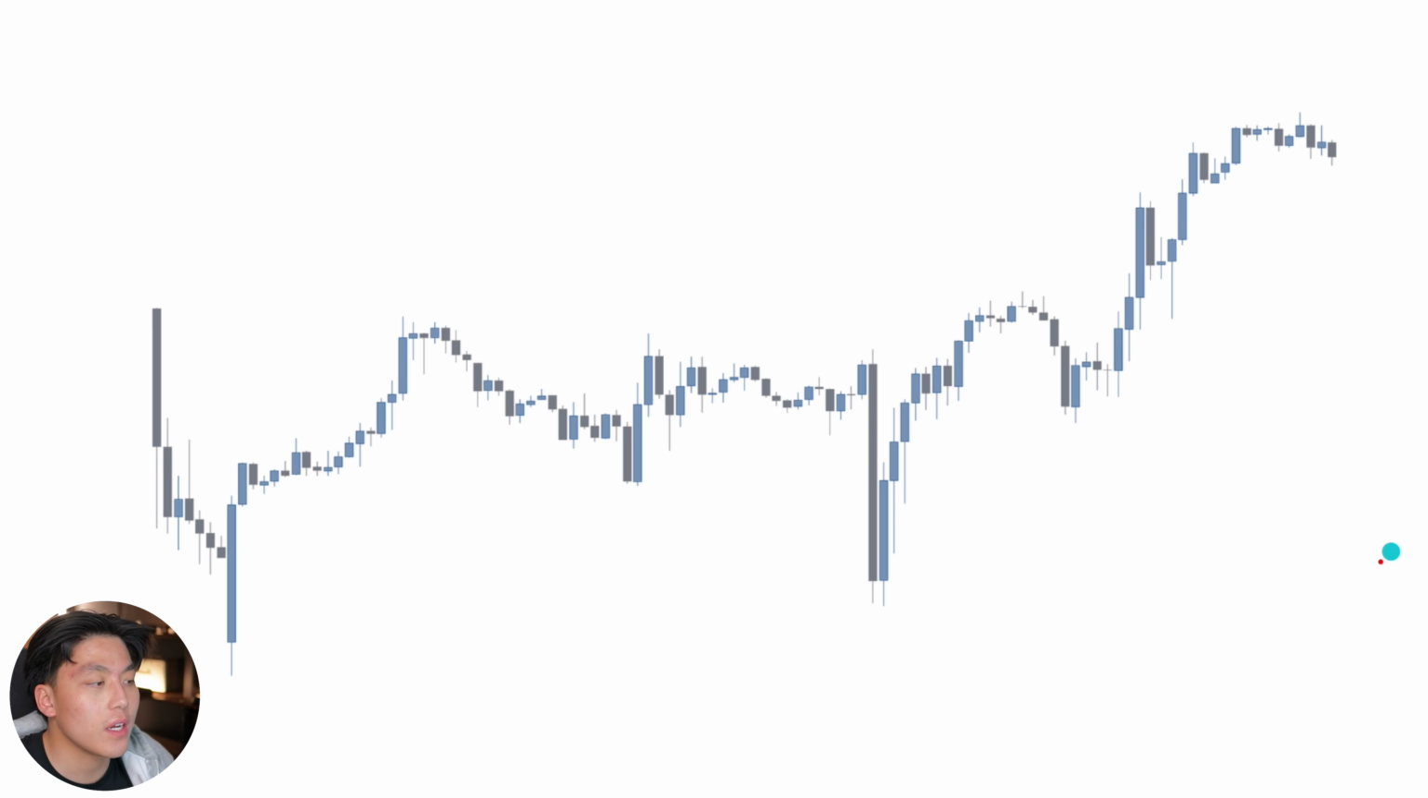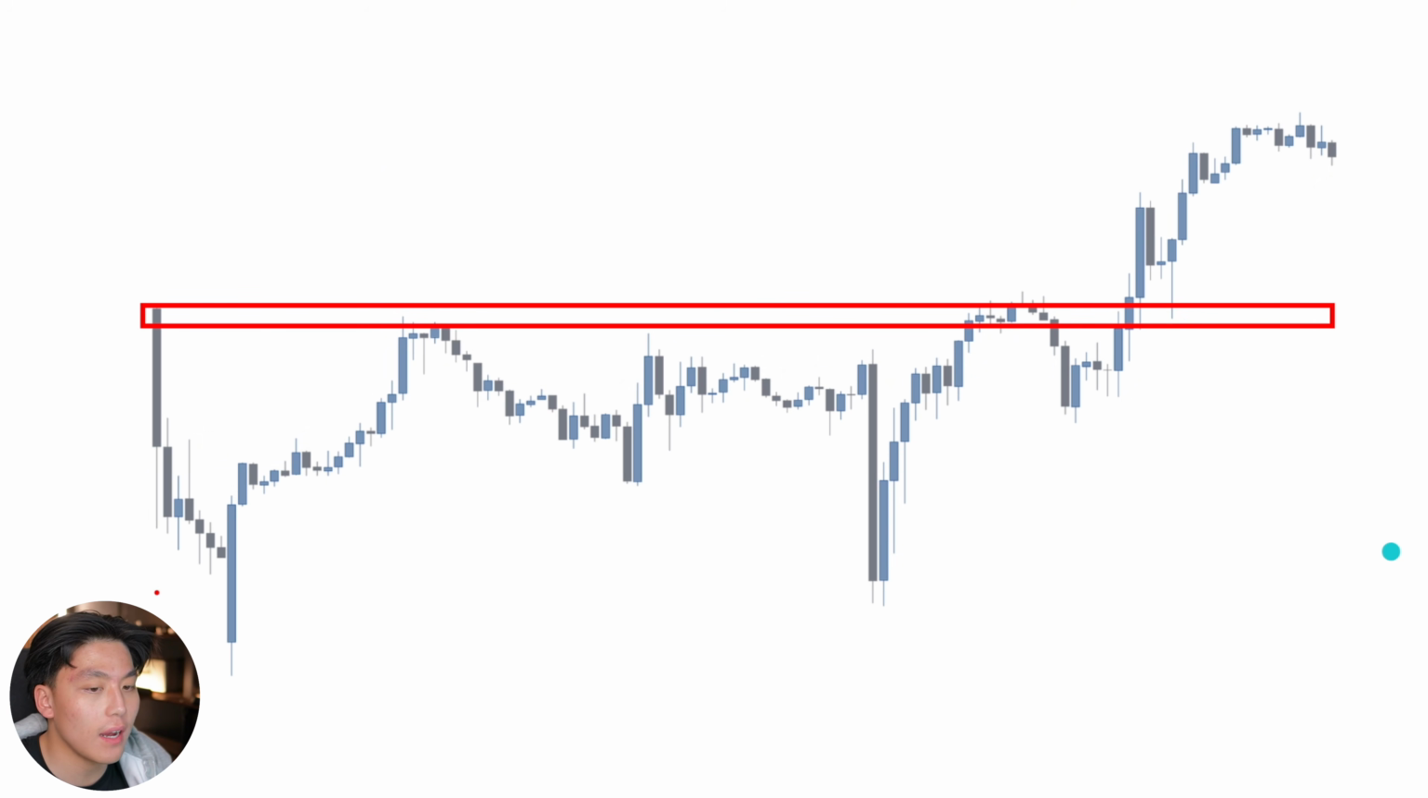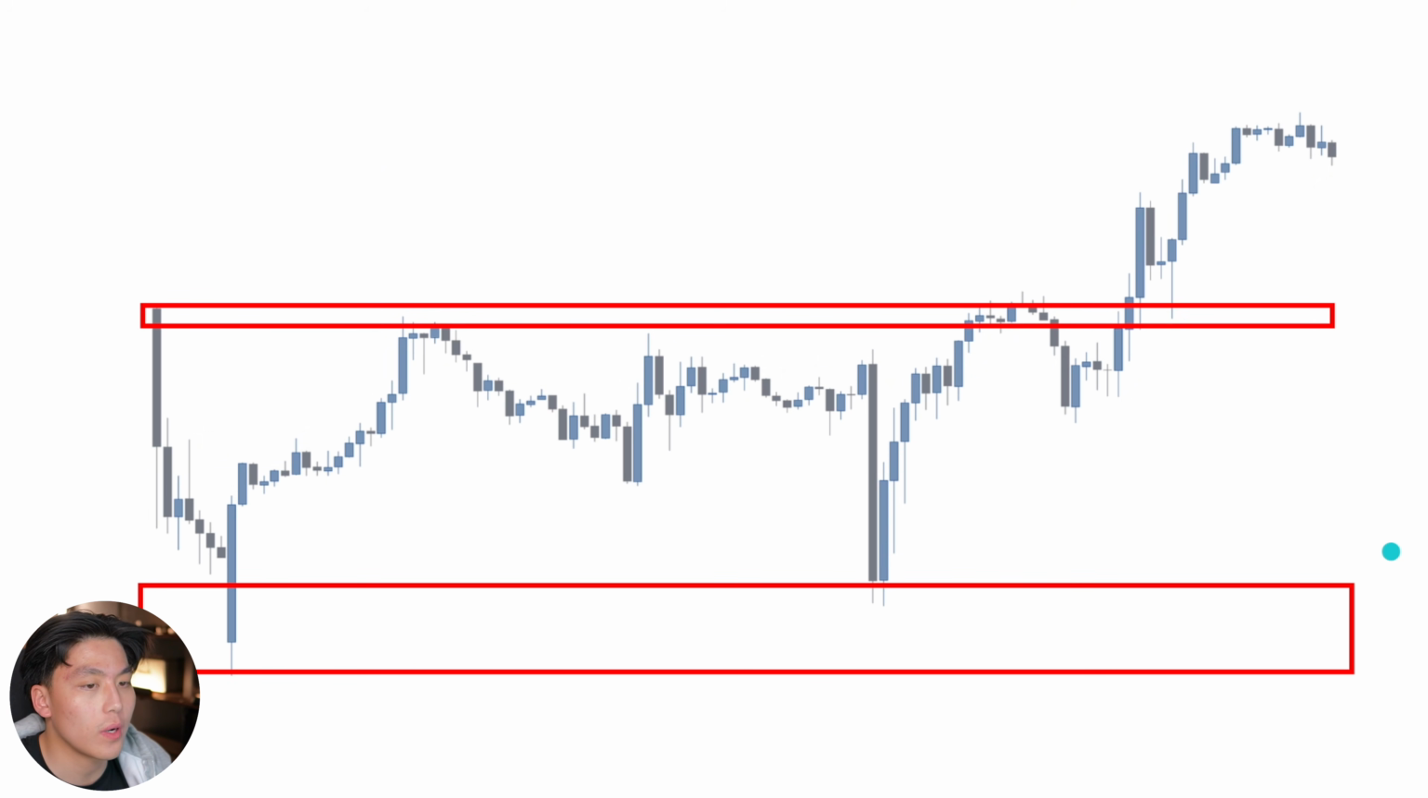And as you can see right here, we have our example on range liquidity. What we're going to mark out here is the high of the range, and we can also mark out the low of the range as well. So this is our range high. As you can see, we have a lot of built up liquidity above these old highs. And then towards the downside, we have a lot of liquidity built up below these old lows.